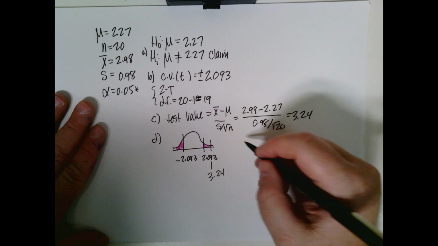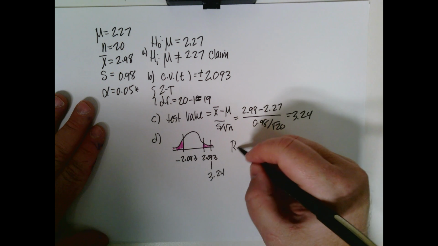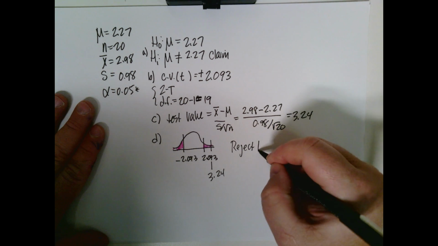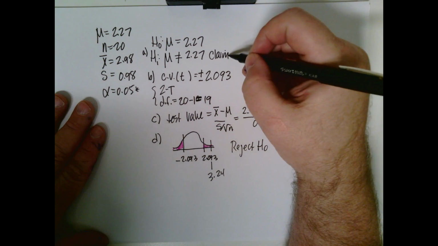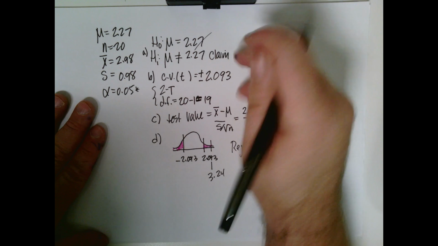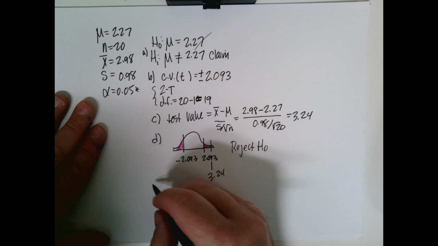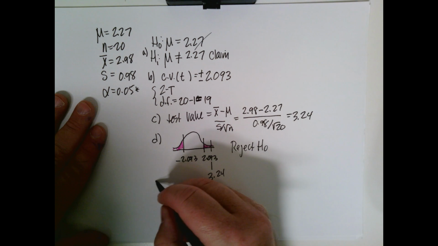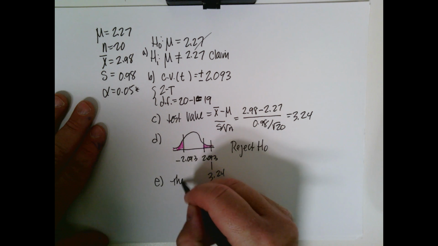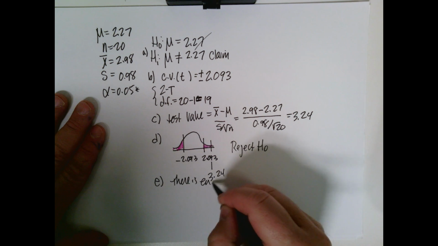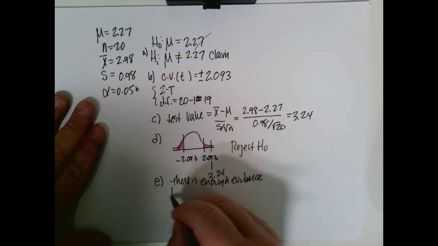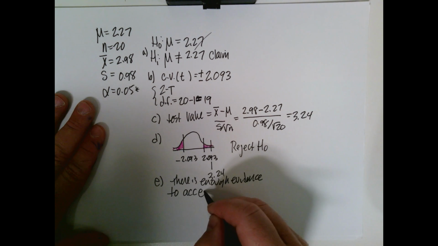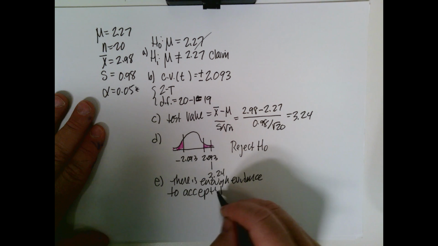So that means that we reject our null, and so that we compare up here. Since we're rejecting our null, that means that we're going to accept the claim as true. So we say there is enough evidence to accept the claim.